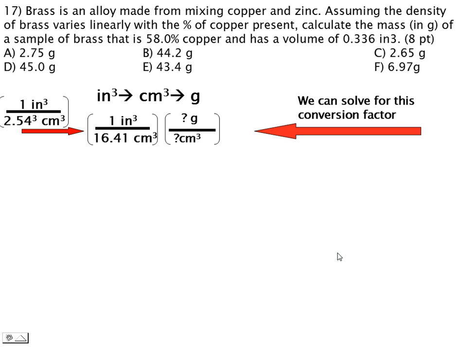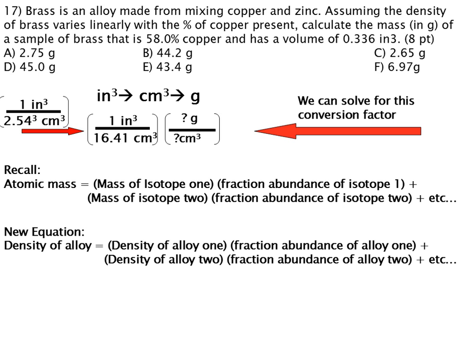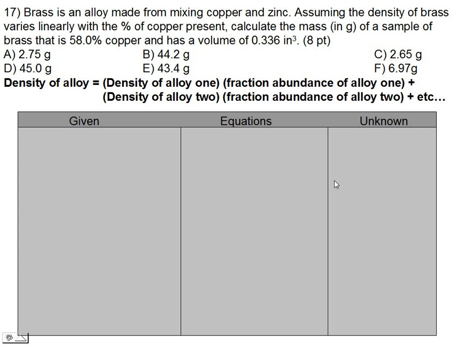When reading this problem, think back to the first exam when we had calculated atomic mass using isotope, fraction abundance, and mass. We can use the same setup to solve for this alloy density. Because both are weighted averages, we can transform this old equation into a new equation for the density of the alloy. Now that we have our equation and we know what we're looking for, let's fill in our table of what's given, equations we need, and our unknown.